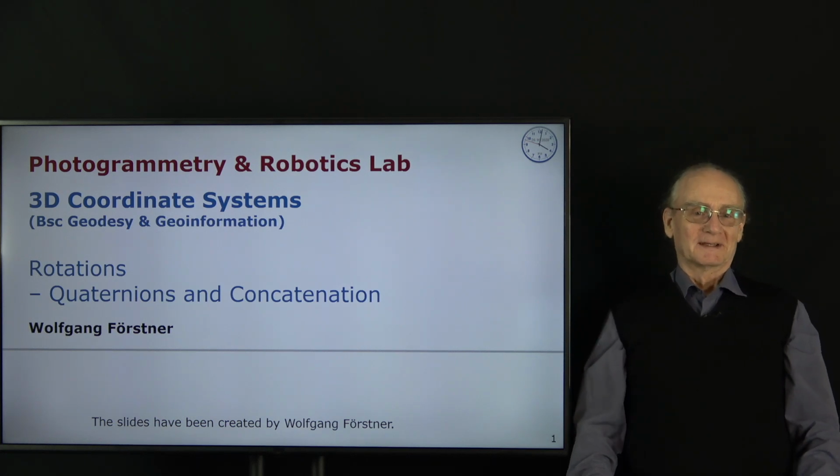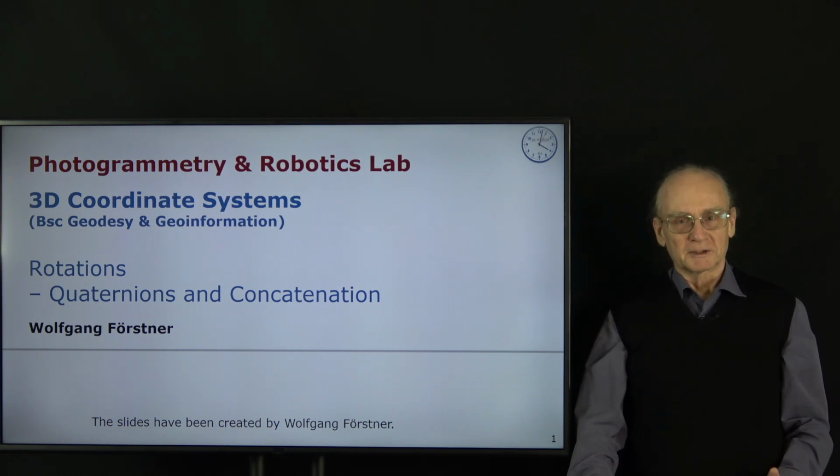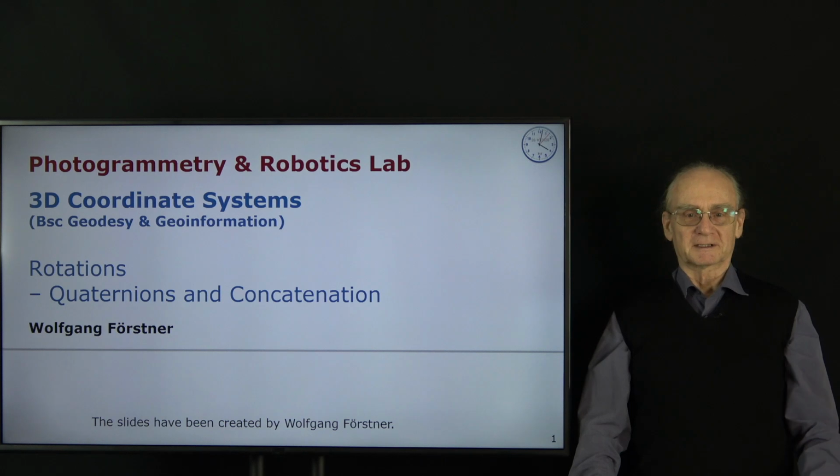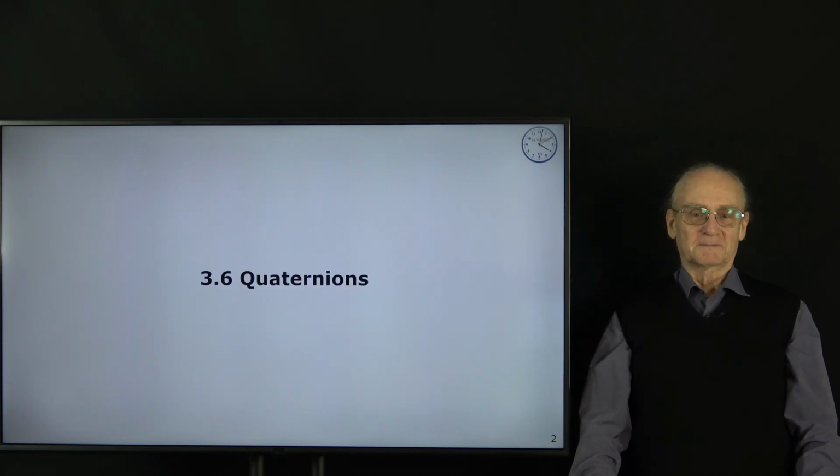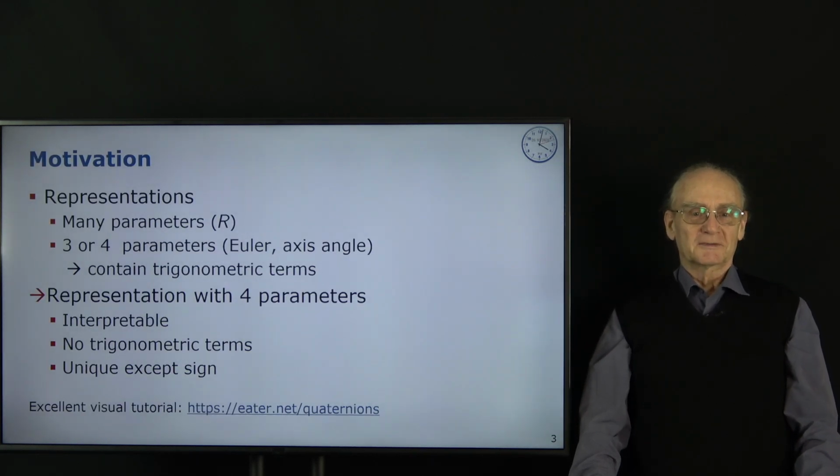Hi all together. This is the lecture on 3D coordinate systems. This time we will talk about a special representation of rotations, namely by quaternions, which are 4-vectors. And we will discuss how to concatenate rotations if they are given by some parameters, not by the full rotation matrix. So let's start. The motivation is very clear.